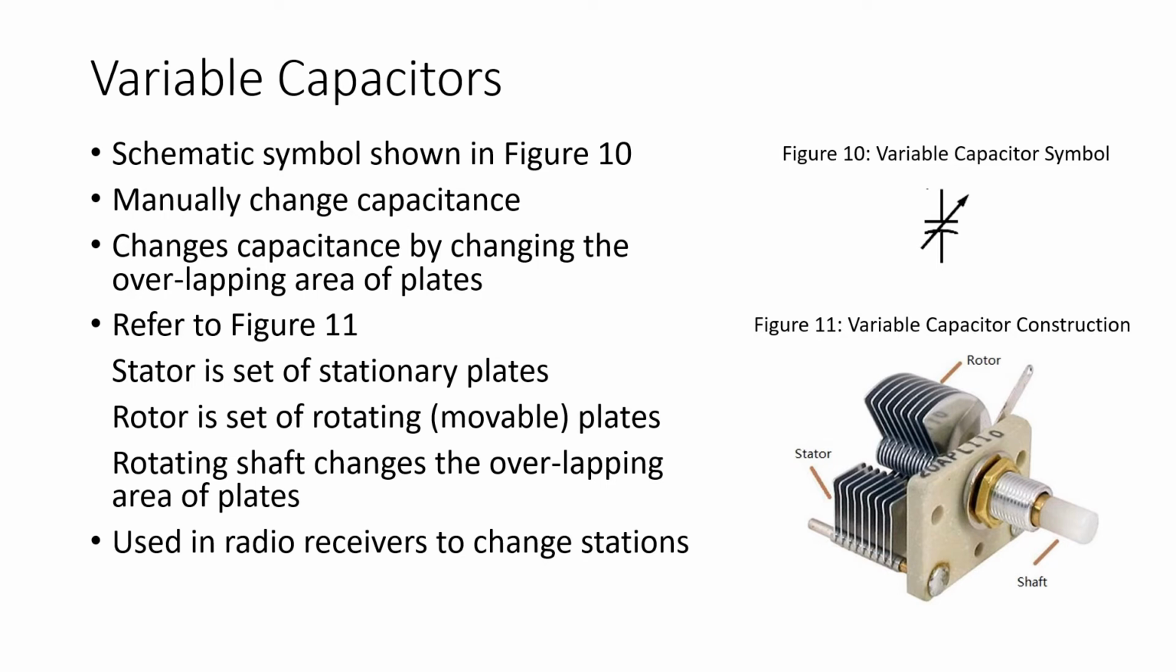Now, this type of variable capacitor uses air for the dielectric. And this is the type of capacitor that's used to change stations in a radio receiver. So when you're turning the tuning knob on a radio, what you're doing is rotating the shaft of a variable capacitor.